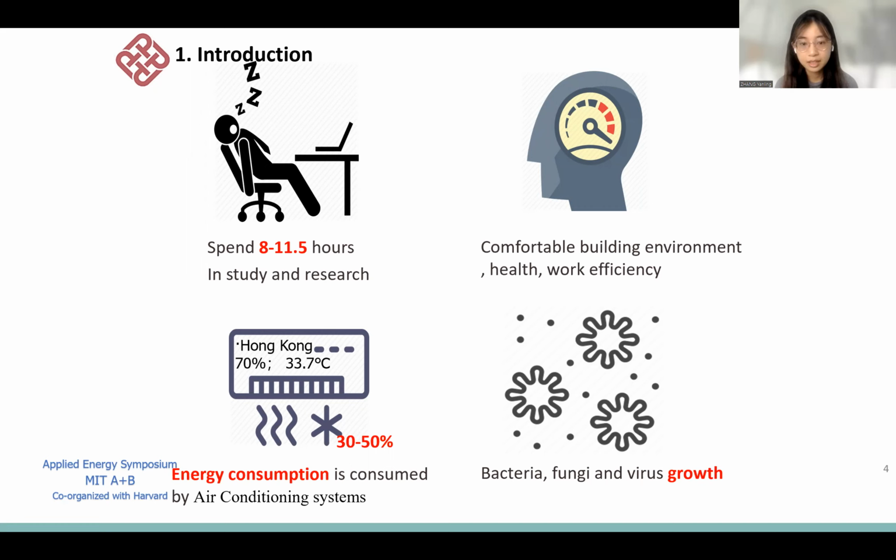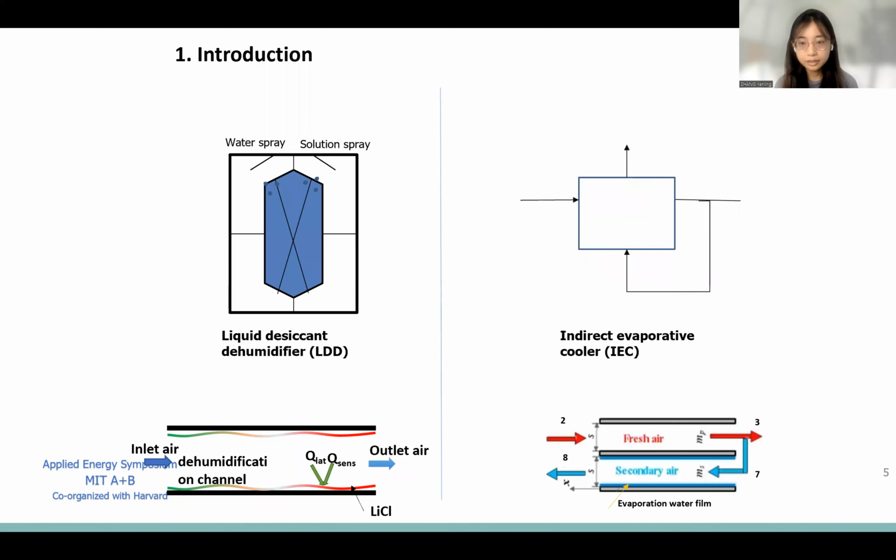To be worse, the high temperature and humidity environment might cause a growth of the bacteria, fungi, and virus, especially in today's pandemic world. Therefore, it is very important to use some new facilities which are in high energy performance other than the traditional MVCR system in Hong Kong.